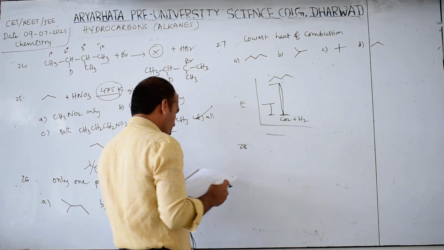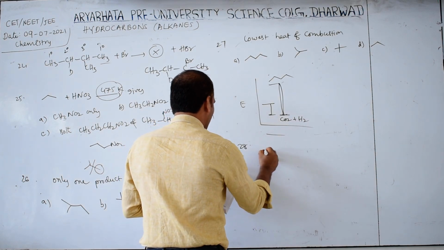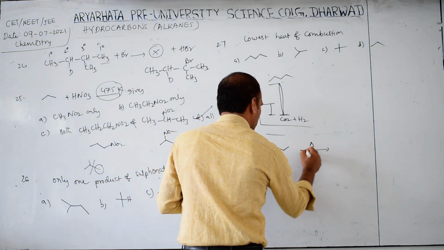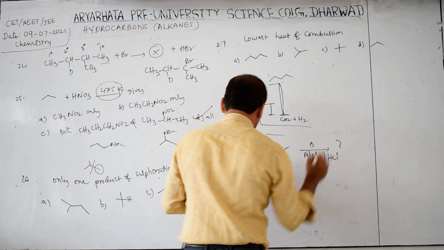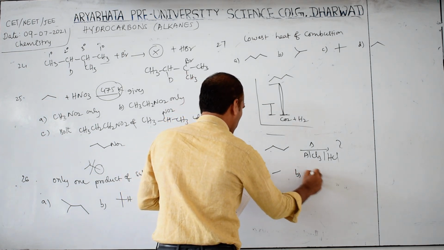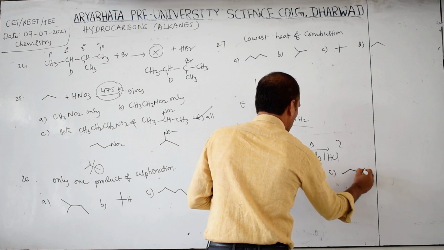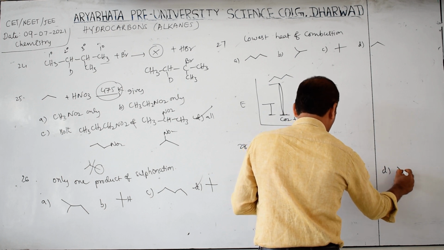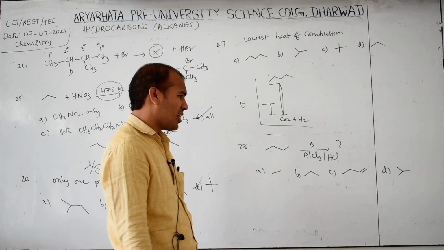28. N-butane is heated in presence of AlCl3 and HCl, and is converted to what? This is 1, 2, 3, 4. N-butane heated in presence of AlCl3 and HCl. What is its conversion? Option A, ethane. Option B, propane. Option C, butene. Option D, isobutane. Then which is the correct answer?